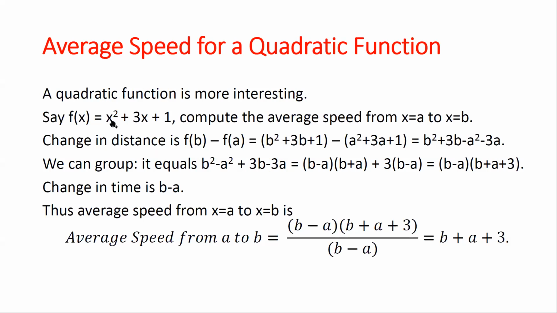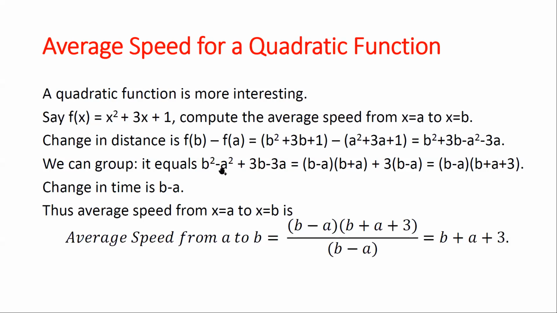We plug in x equals b, and we would get b squared plus 3b plus 1, and then we subtract off f of a, a squared plus 3a plus 1. So the 1 and the 1 will cancel, and we'll get b squared plus 3b minus a squared minus 3a. So we group things together. We group the b squared minus a squared together, and we group the 3b minus 3a together.